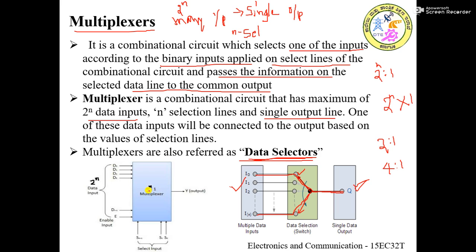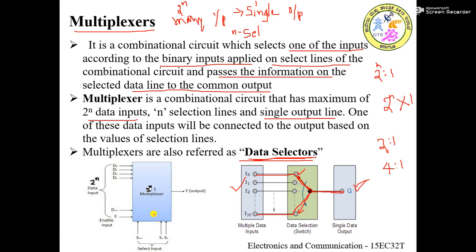So as I told you, this is a logic system which consists of 2 to the power of n input lines, and there is a single output. You can see here there is a single output, and there are n number of select lines here. So this system consists of 2 to the power of n input lines, one output line, and n number of select lines.